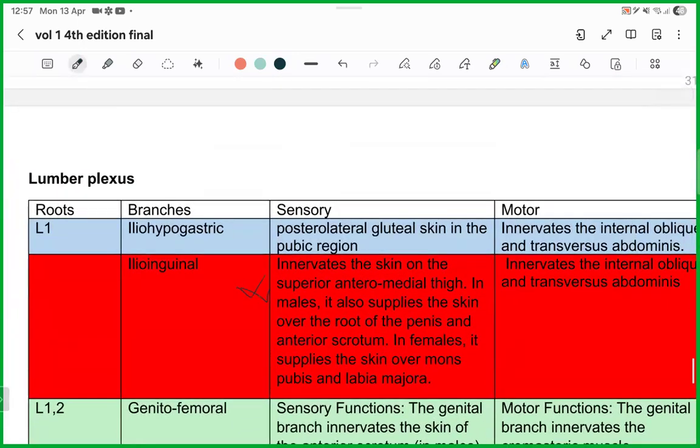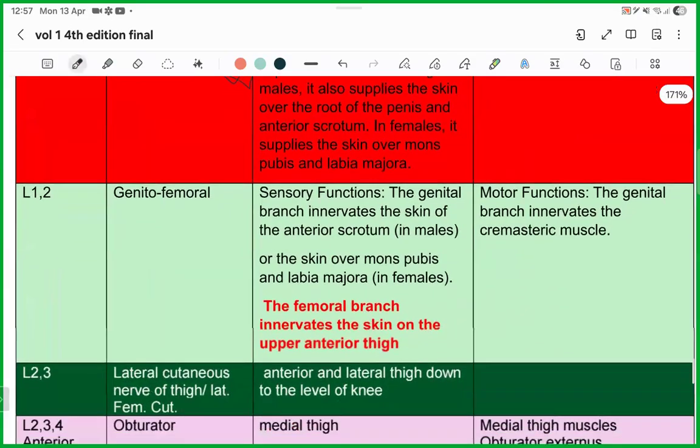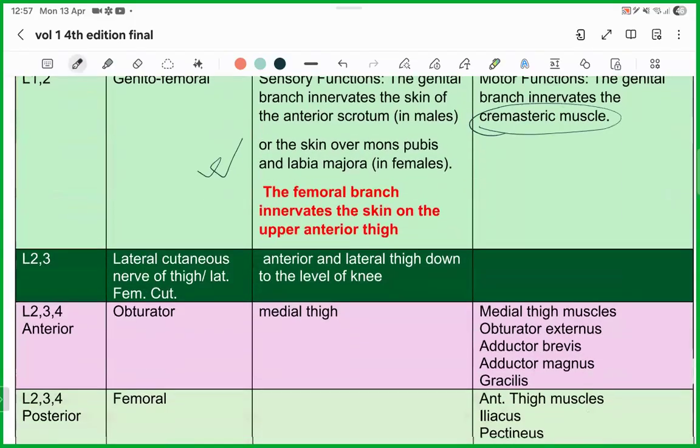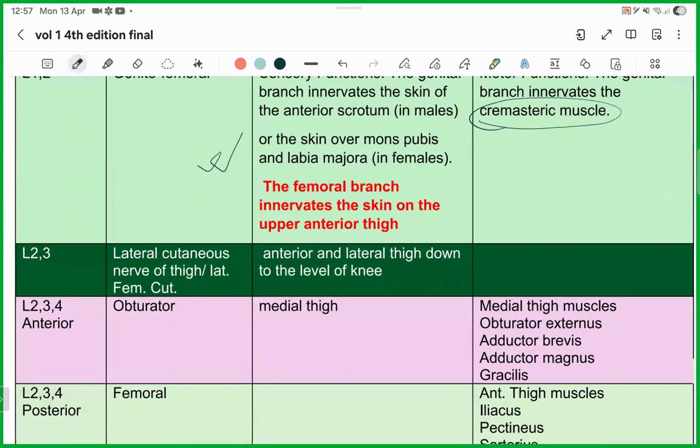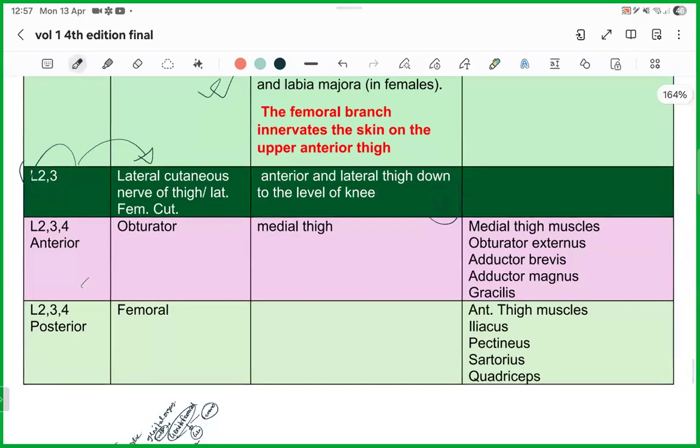The supply. Only the sensory ones. Genitofemoral: remember that genitofemoral innervates the cremasteric muscle. L2, 3, 100% important. That's a separate thing from the lateral cutaneous nerve of thigh. Now, then obturator, medial thigh. And 100% important, the actions.